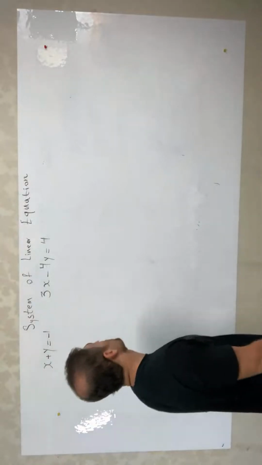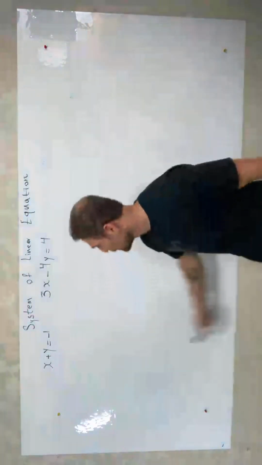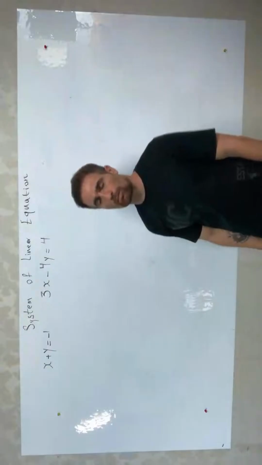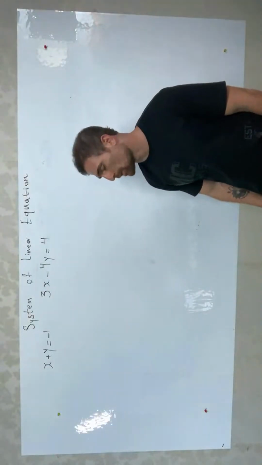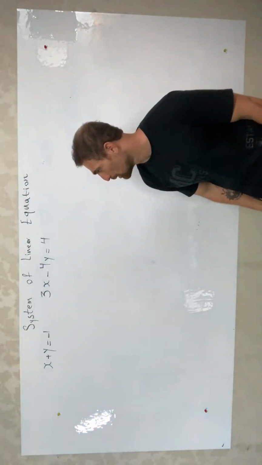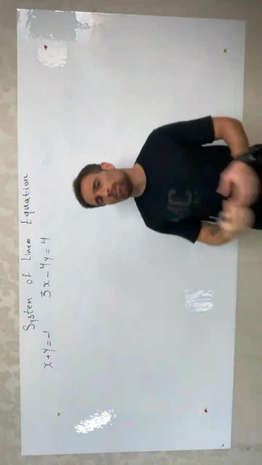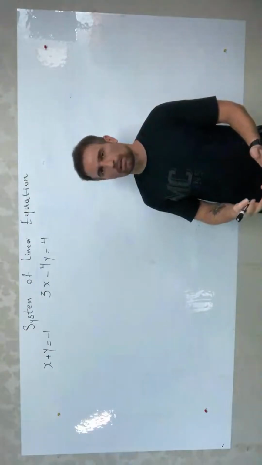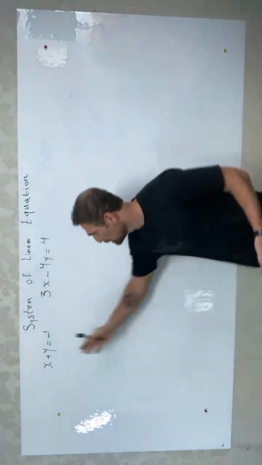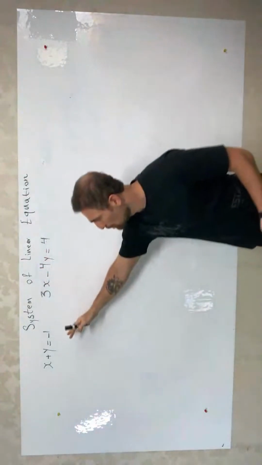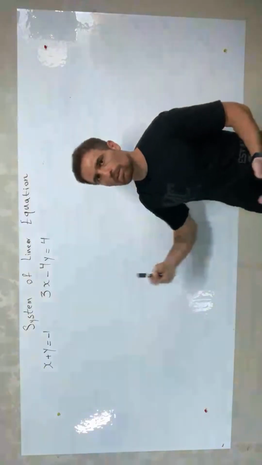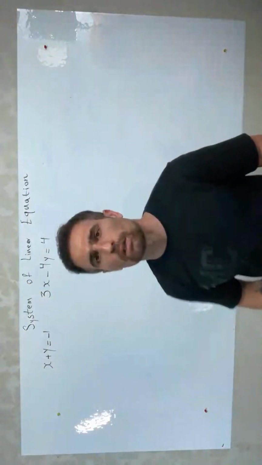Okay, in this video we are going to talk about the system of linear equations. But what is a system of linear equations? First of all, look, this is a linear equation. When we have more than one linear equation, in this case two linear equations, it is called a system of linear equations.